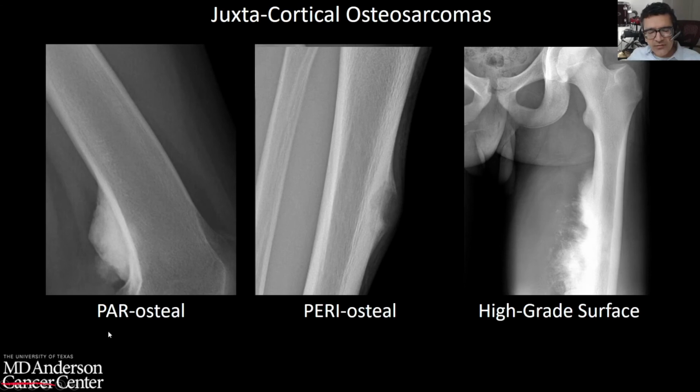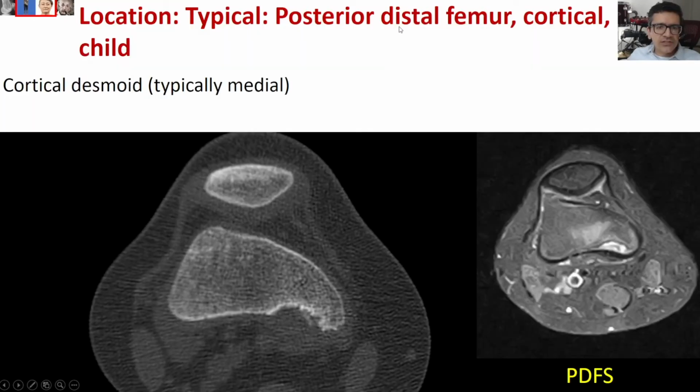And just to give you the paraosteal, periosteal, and high-grade surface osteosarcomas on a single slide. Paraosteal is a very low-grade lesion, periosteal higher grade, and high-grade surface highest grade altogether. Posterior distal femur cortical lesion in a child, always think of a cortical desmoid or tug lesion. These are self-resolving and are typically bilateral.